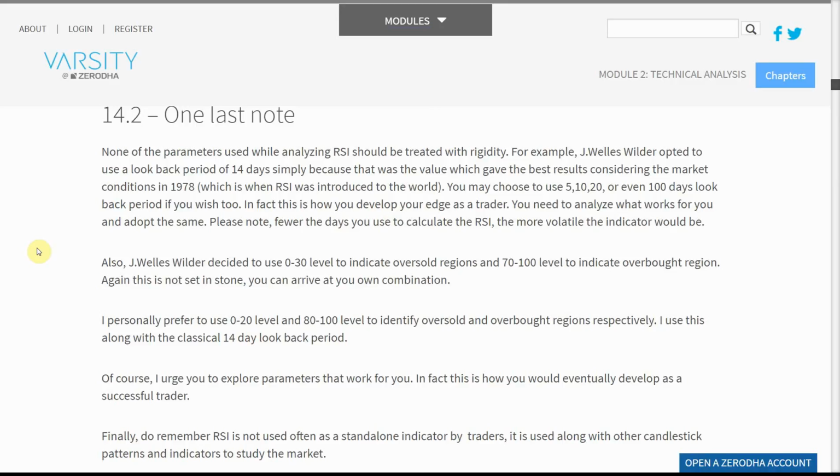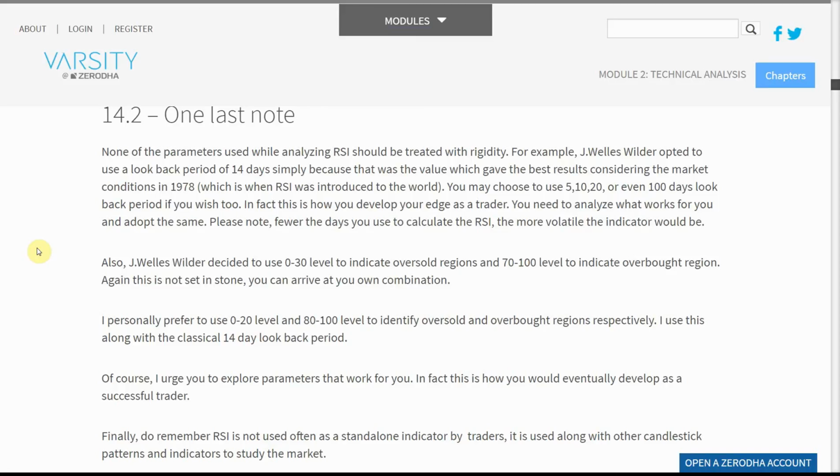For example, J. Wells Wilder opted to use a look-back period of 14 days simply because that was the value which gave the best results considering the market conditions in 1978, which is when RSI was introduced to the world. You may choose to use 5, 10, 20, or even 100 days look-back period if you wish to. In fact, this is how you develop your edge as a trader. You need to analyze what works for you and adopt the same.